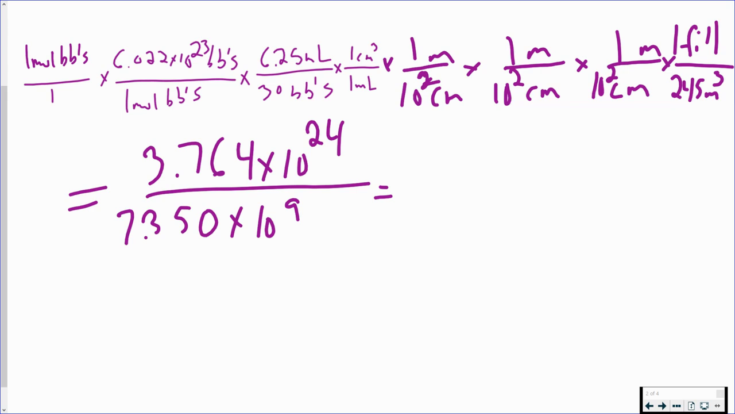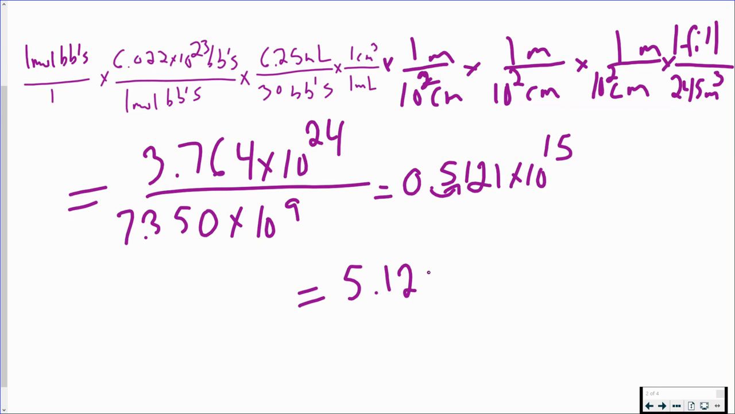Again, we're going to divide the front numbers, and we're going to get 0.5121 times 10. Now with this, we're going to subtract. 24 minus 9 gives us 15. Now we need to put it in proper scientific notation and round to 3 sig figs. So we're going to move this back 1, giving us 5.12 times 10 to the... Now, if you move it back 1, you subtract, which makes 15 into 14, and this would be fills.